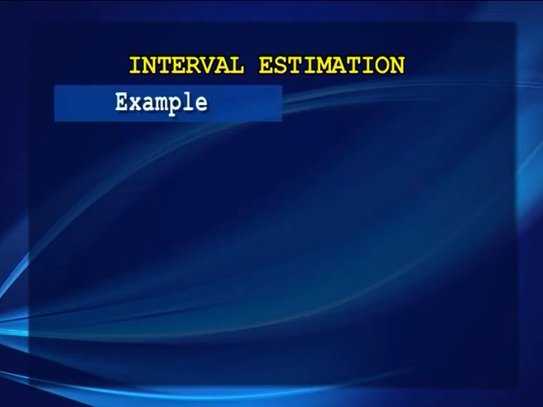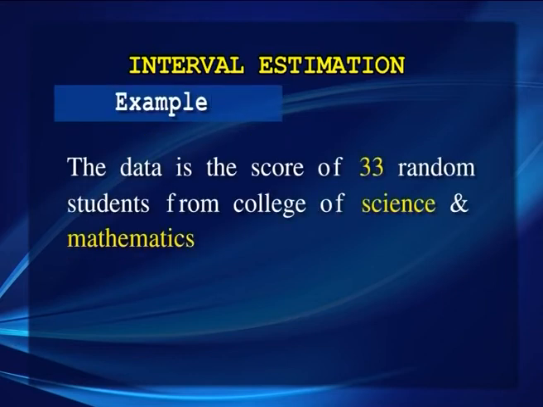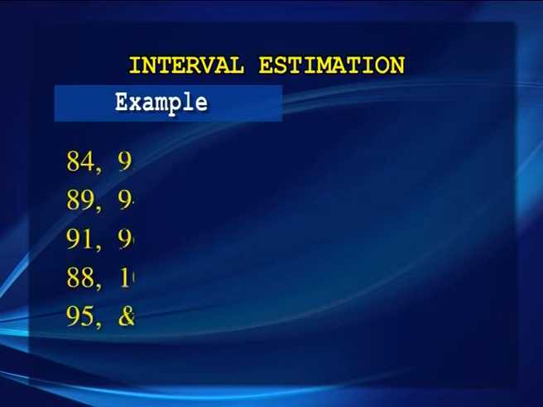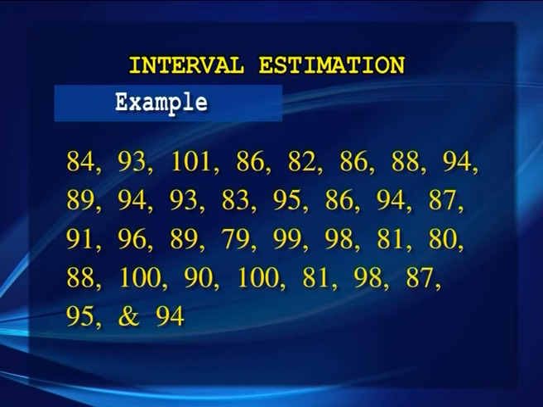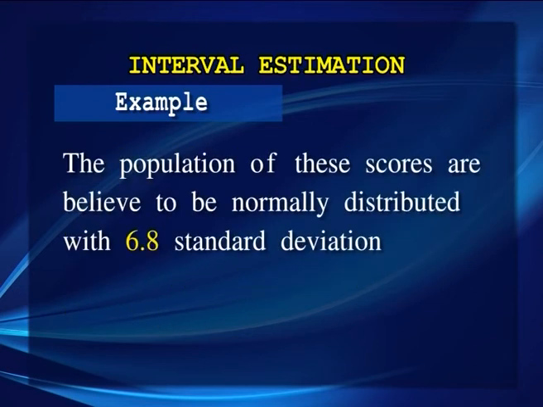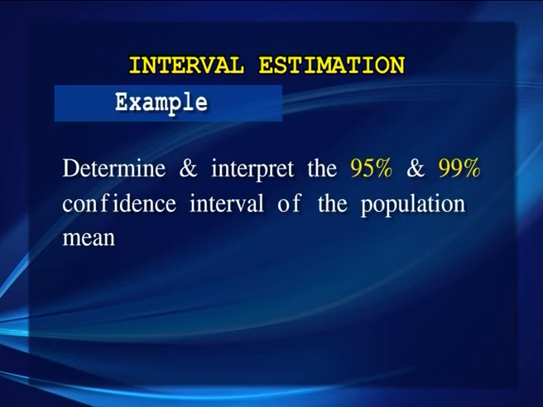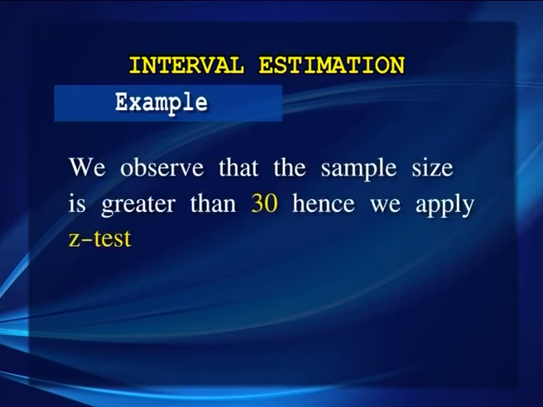We take an example. The data is the score of 33 random students from the College of Science and Mathematics: 84, 93, 101, etc. The population of these scores is believed to be normally distributed with 6.8 standard deviation. Determine and interpret the 95% and 99% confidence interval of the population mean. We observe that the sample size is greater than 30 and hence we apply the z-test.